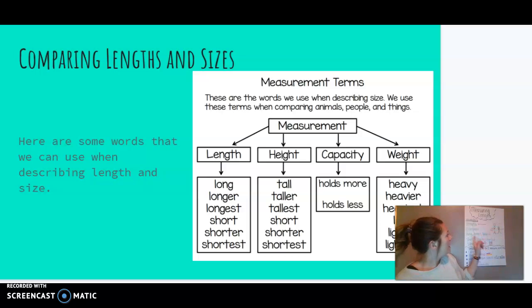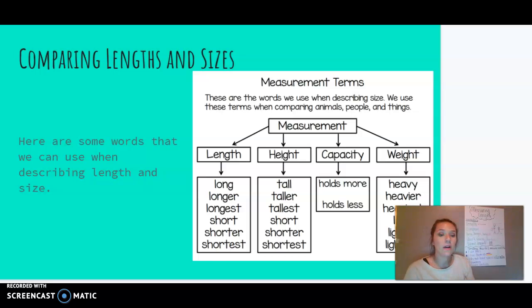No. When we are comparing more than two items, we would say long, longer, longest, short, shorter, shortest, and then we may say that they are the same, and that is when they are equal. These two guys are the same height, along the same line, same size. They are equal, okay?